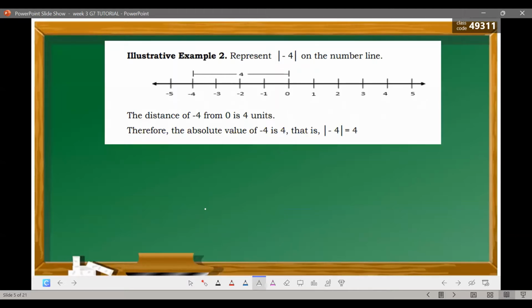Illustrative example number 2. Represent absolute value of -4 on the number line. Okay, so the -4 is shown on the number line. From here, 1, 2, 3, 4. We count going to the left side because we are representing a negative number. So -4 is on the left side of 0. The distance of -4 from 0 is 4 units. Therefore, the absolute value of -4 is 4. In symbol, absolute value of -4 is equal to 4. Okay? Okay, next.